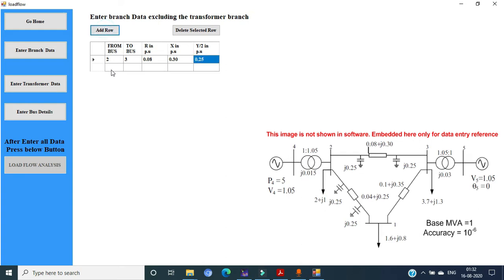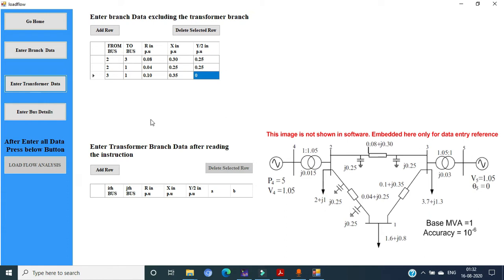So enter the next branch, that is 2, 1, resistance 0.04, reactance 0.25, and similarly here also the Y by 2 is 0.25, and the third branch is connected between 3 and 1. The resistance is 0.10, reactance is 0.35, and here there is no shunt admittance, therefore the value is entered as 0. Now we complete the readings for the branch data. After that we move to the transformer data entry.